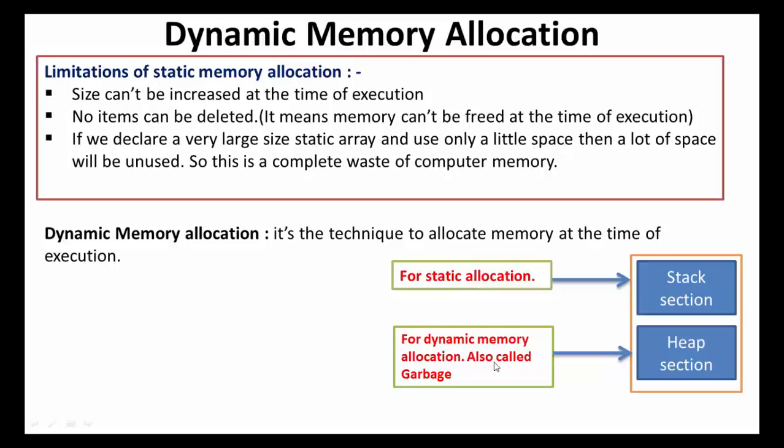memory. Now, whatever we allocate from the stack section will automatically be freed after the execution, but in the heap section nothing will be freed after the execution. It will remain on the heap section. That's why it is also called garbage. So it's the duty of the programmer to free all of those dynamically allocated memory manually. And another thing that should be noted, C and C++ have no garbage collector.